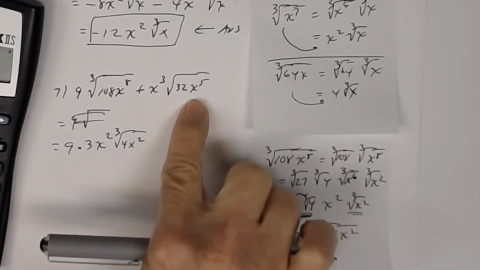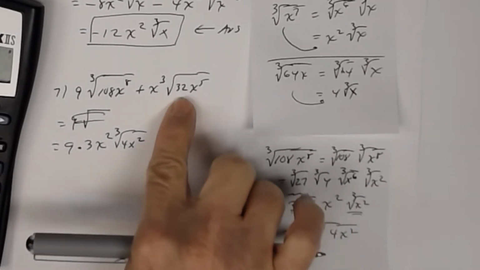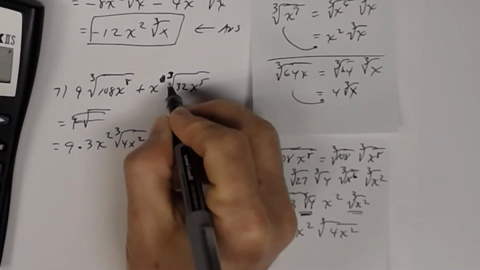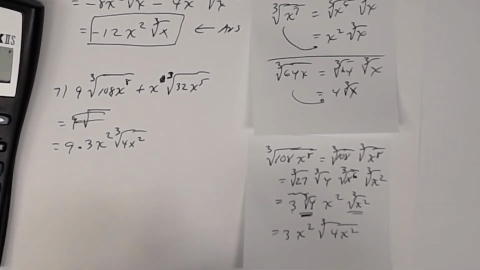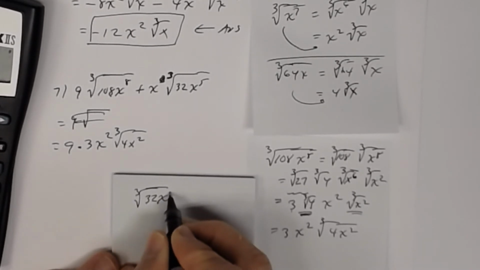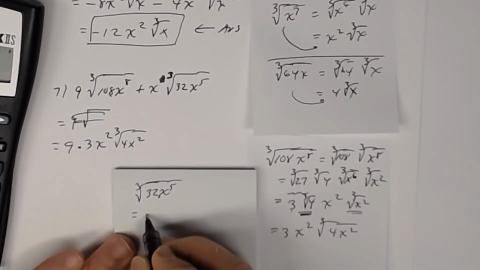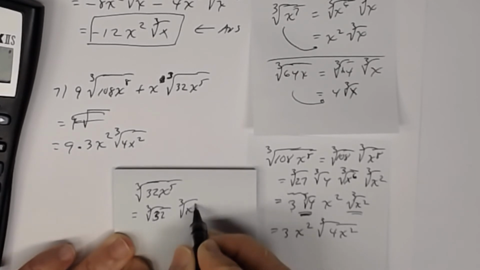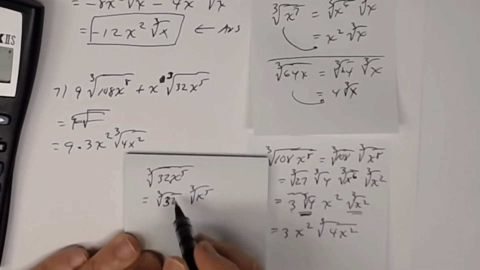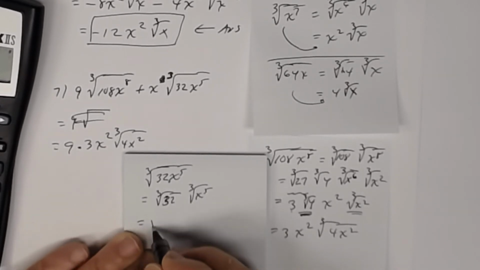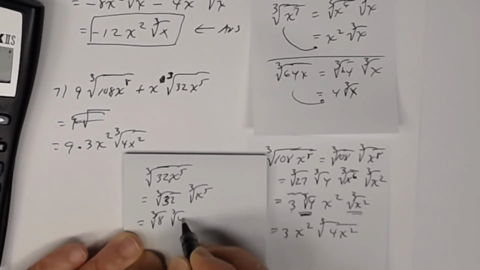So this is 32, the square root, I'm sorry, I think this was supposed to be a cube root right here. Cube root of 32x to the 5th. So this is plus x times the cube root of 32x to the 5th. We're going to rewrite this as the cube root of 32 times the cube root of x to the 5th. Okay, so 8 again is the largest perfect cube that goes into 32. So it'll be the cube root of 8 times the cube root of 4.